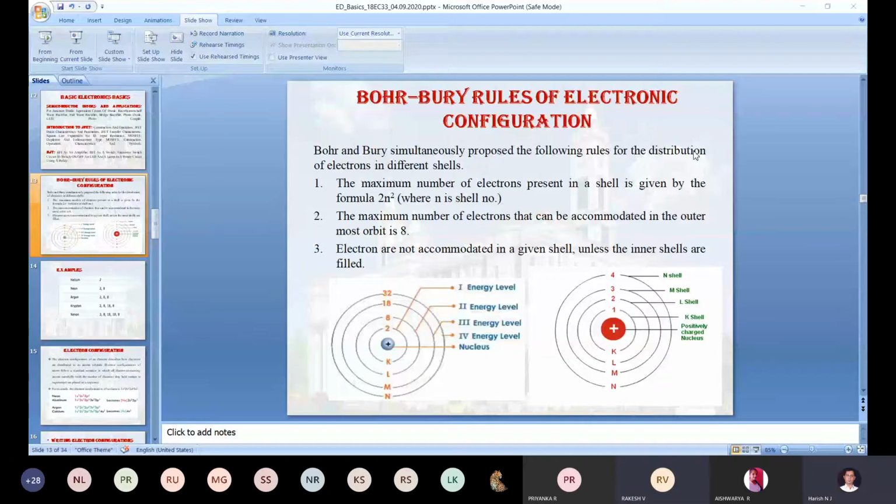Okay. So the first one, the first rule, the Bohr-Bury rule: the maximum number of electrons present in a shell is decided by the formula. The general formula is 2n square, where n is the shell number. The maximum number of electrons that can be accommodated in the outermost orbit is 8.